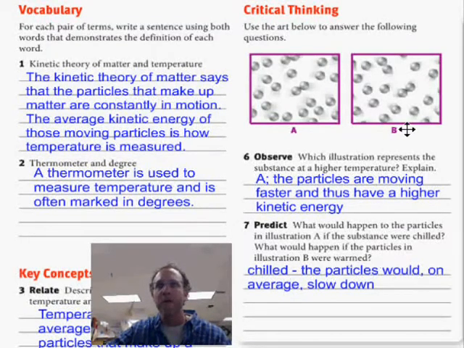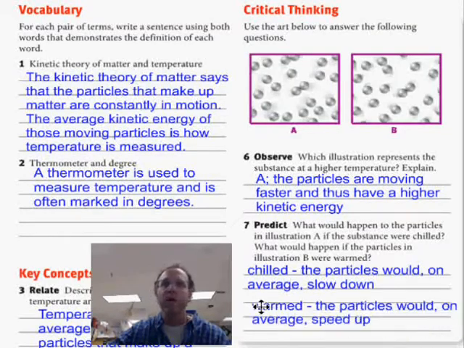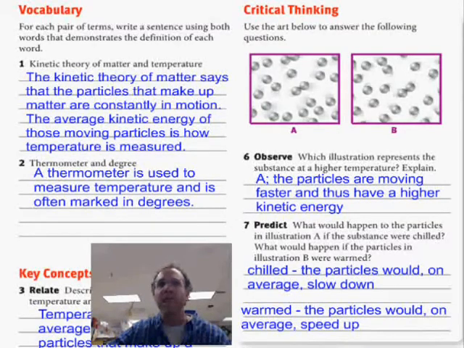The second part of the question, box B. What would happen if the particles in box B were warmed? Remember, they were moving kind of slow, so they were cool before. So if we warmed them up, the particles on average would speed up.